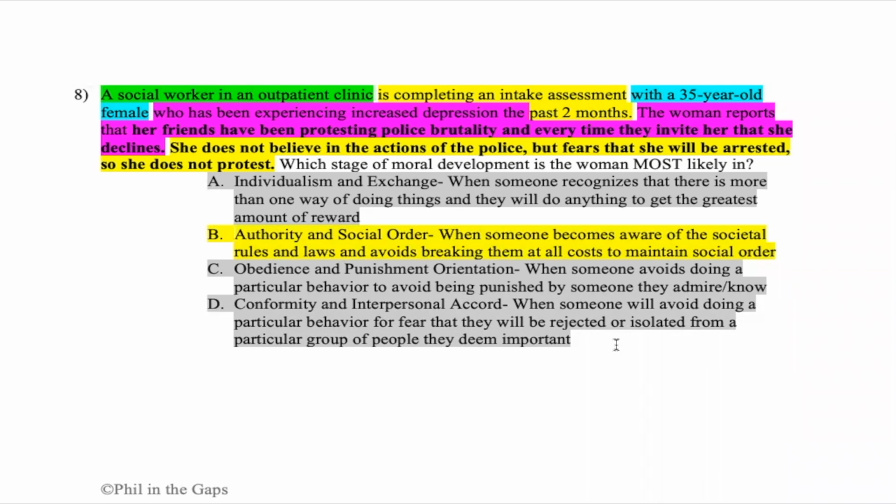Her friends are saying, hey, you should come with us. She's like, no, I'm out, I'm flying away and I'm not getting arrested. So the correct answer here is B, authority and social order, because she's respecting the authority, aka the police, to avoid being arrested. That's how we'd look at that question in particular.